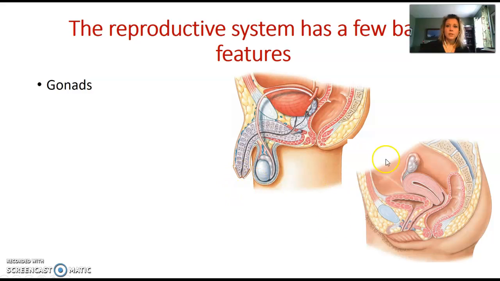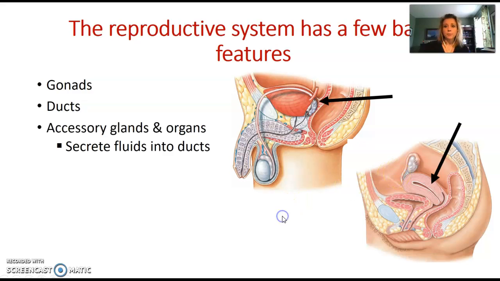Let's take a look at some of the things that the male system and the female system have in common. First of all, they both have gonads: testes in the male and ovaries in the female. Both of them have a duct system. In the male, this arrow is pointing to the vas deferens, which is now called the ductus deferens. And in the female, we're looking at the oviduct. The older term for that was the fallopian tube.